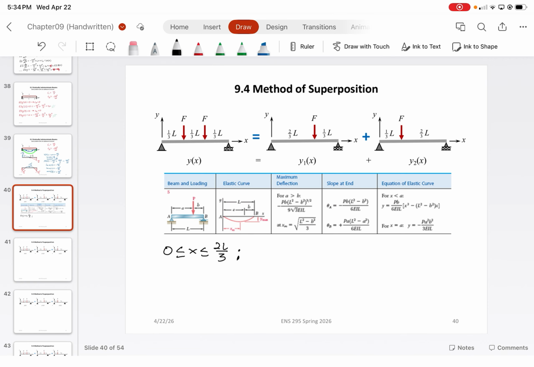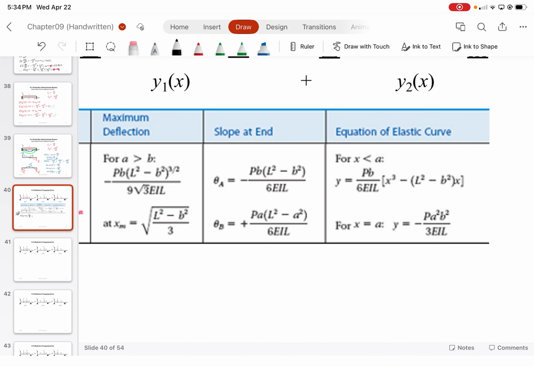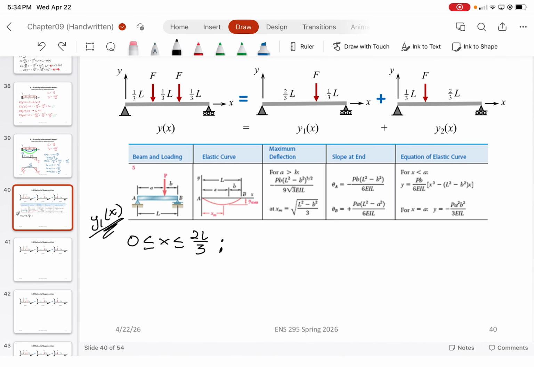So for y1 of x, that's what we'll solve for right now. For bounds of 0 less than or equal to x less than or equal to 2L over 3, this would give us the bounds for x less than a. So for those bounds when x is less than a, we plug in all of the values accordingly. In this case, P would just be the force that's applied, which would just be F.